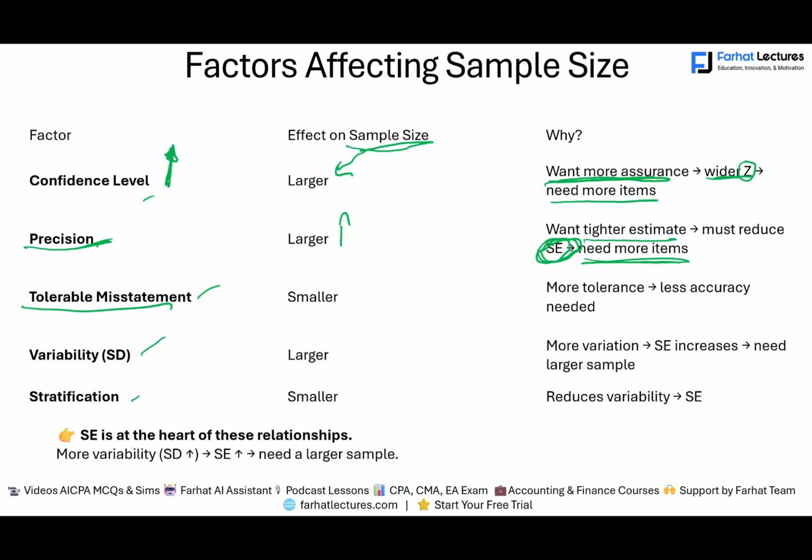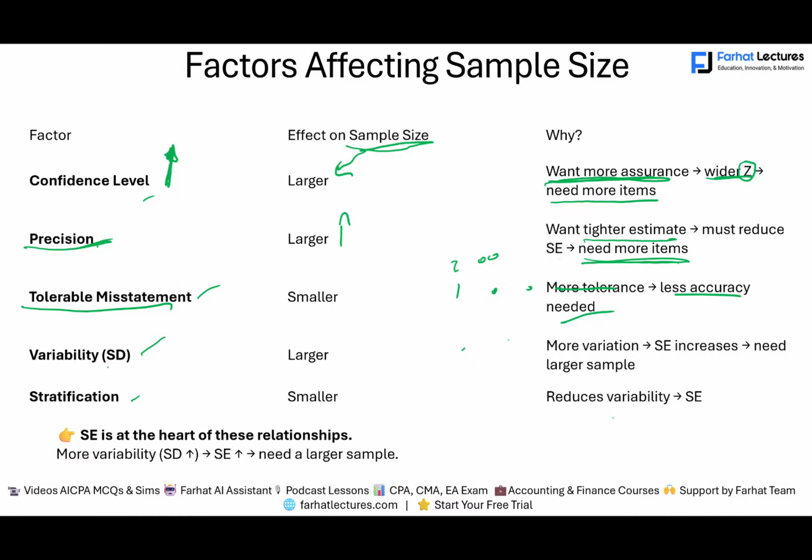Tolerable misstatement, and we covered this in the prior session. If you want smaller tolerable misstatement, if you can only tolerate smaller error, you need a larger sample size. Why? Because if you want to be sure and your tolerable misstatement is lower, so if your tolerable misstatement is 10,000, you will do 5 units. If your tolerable misstatement is 5,000, you can only tolerate less. You might have to look at 10 units. You have to increase more units. More tolerance, less accuracy. If you want to increase the tolerance to 20,000, then you only need 3 units.